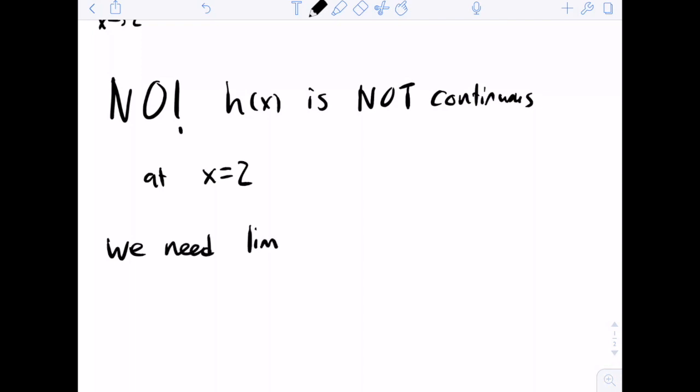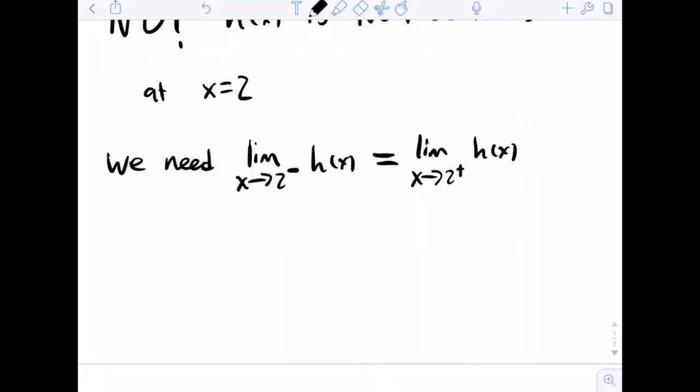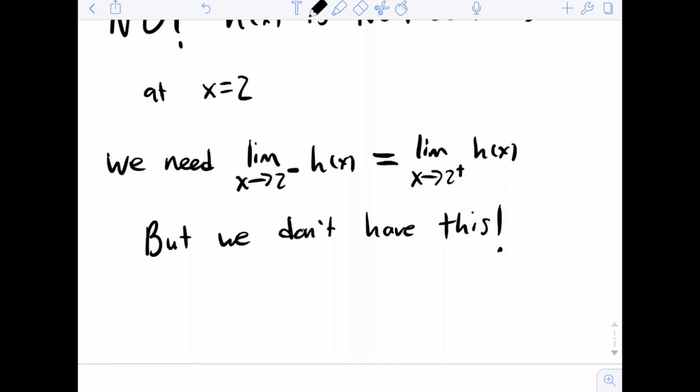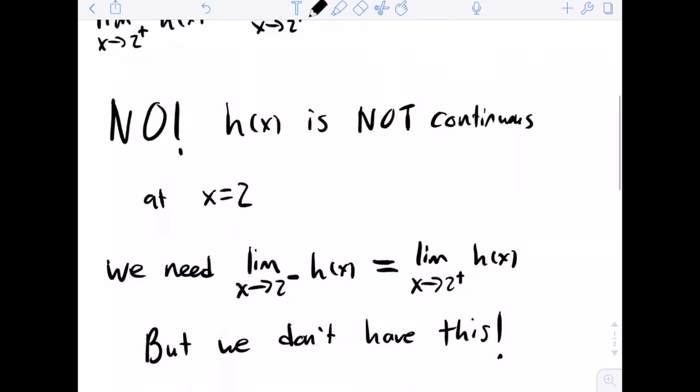To say this mathematically, for a function to be continuous, we would need the limit as x approaches 2 from the left of h to be equal to the limit as x approaches 2 from the right of h. And we don't have that. Okay, so that's why the function is not continuous. There's a big old gap there.